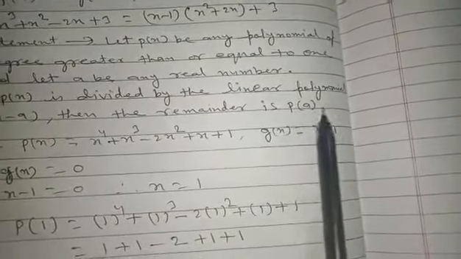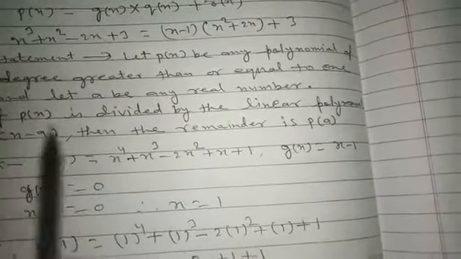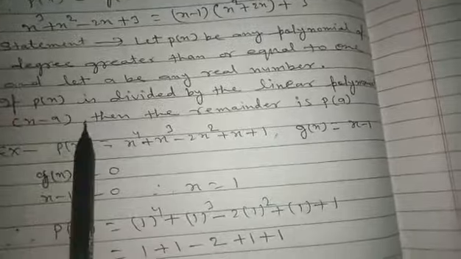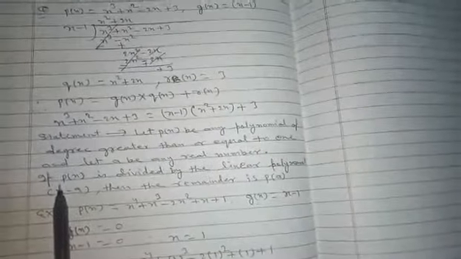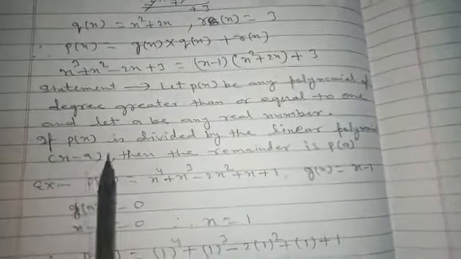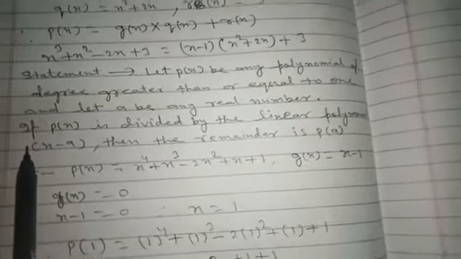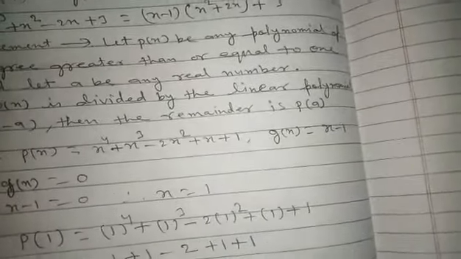What is a? First you understand what a is. From where do we find the value of a? a is the zero of what? The divisor. a is the zero of the divisor. How do we find the zero? First you write the divisor equal to 0, then you find the value of x, and that value you put in the polynomial and you can find the remainder.